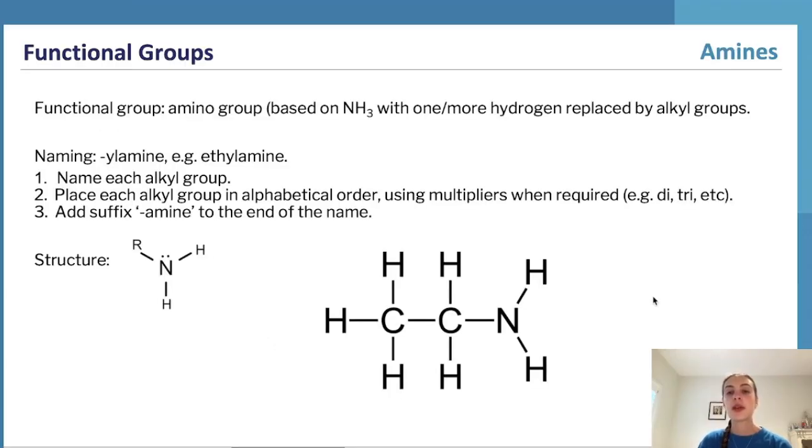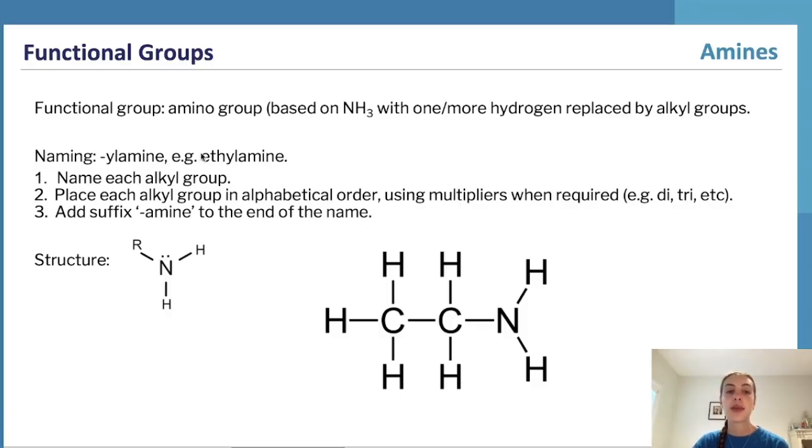The next one we want to look at is amines. So amines having the functional group called an amino group, which is based on NH3, but with 1 or more hydrogens being replaced by alkyl groups. So the naming for these is alkyl amine, so the alkyl group with amine on the end.